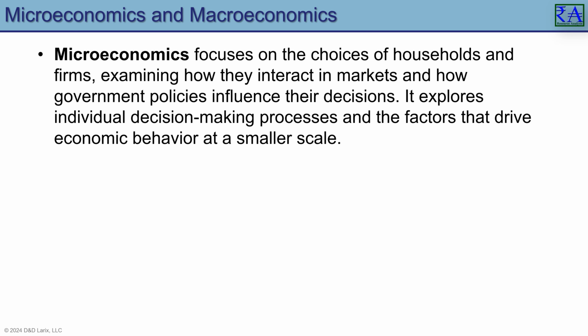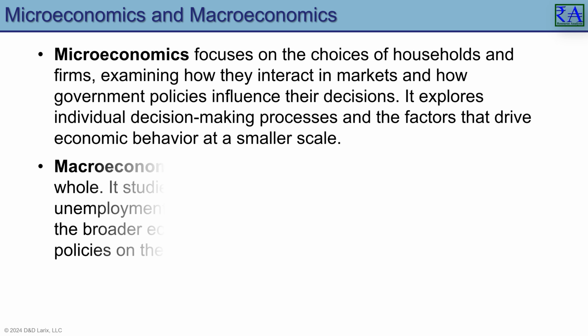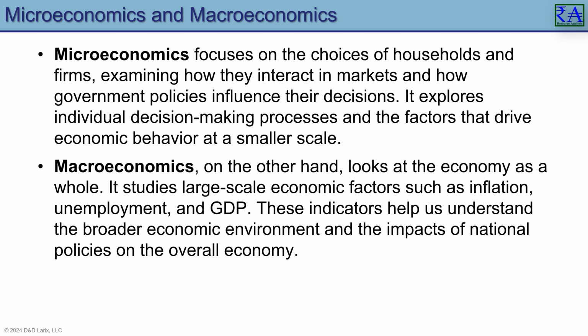Microeconomics is the study of how households and firms make choices, how they interact in markets, and how the government attempts to influence their choices. It delves into individual decision-making processes and the factors influencing economic behavior on a smaller scale. In contrast, macroeconomics examines the economy as a whole. It uses indicators such as inflation, unemployment, and GDP to understand the broader economic environment. Macroeconomics helps us to see the big picture of how national policies and global events impact the overall economy.